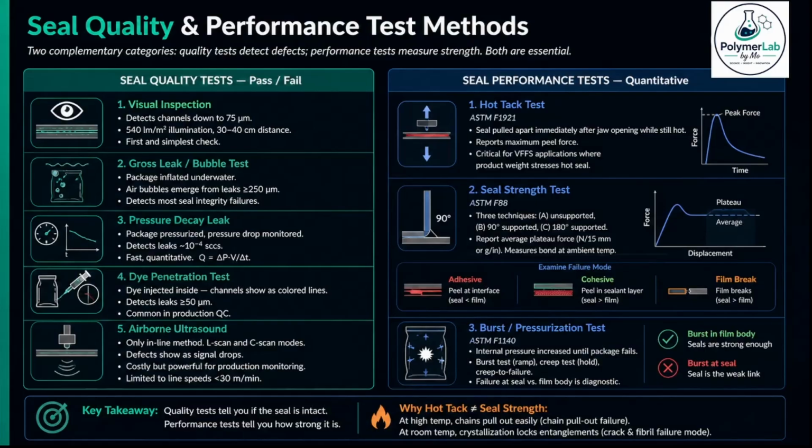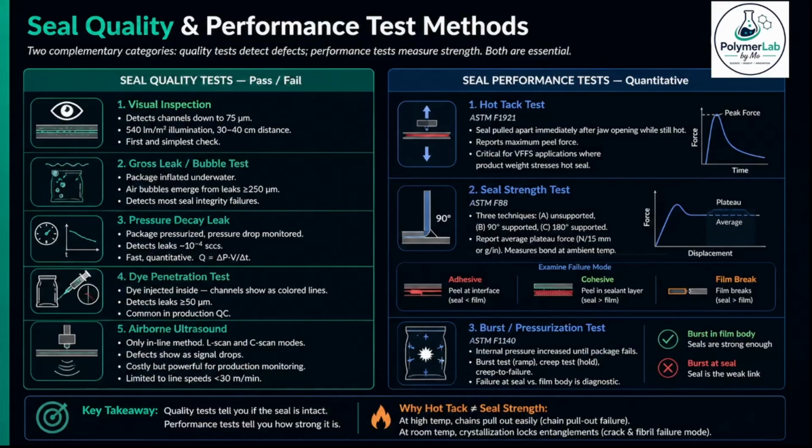The seal quality tests focus on the presence or absence of defects: channels, pinholes, unsealed regions, microbubbles. The result is binary, pass or fail. These tests tell you nothing about how strong the seal is. The seal performance tests measure the strength of the seal in newtons per millimeter or grams per inch. These tests tell you how much force the seal can withstand, but the seal can have a measurable strength and still leak through a channel that is 10 microns wide.